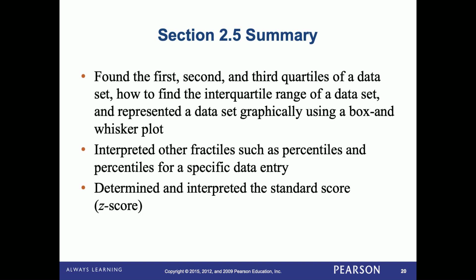All right. In summary, we found the first, second, third quartiles of a data set. We found how to find the interquartile range of a data set, and we looked at how to interpret it graphically using a box and whisker plot. We can interpret other fractiles such as percentiles, with the SAT example, and percentiles for a specific data set. We also determined and interpreted the standard score, which is the z-score.